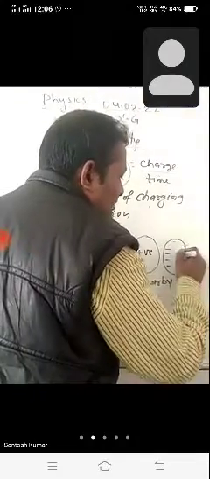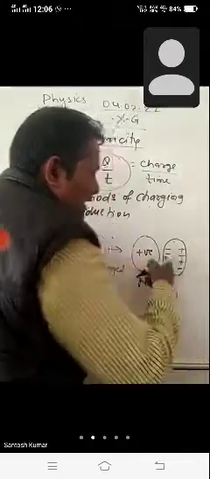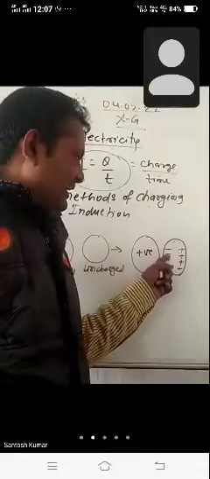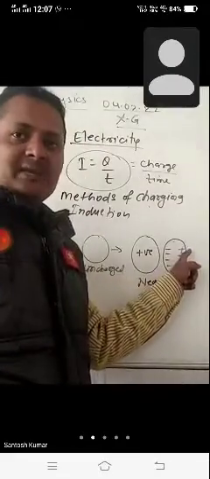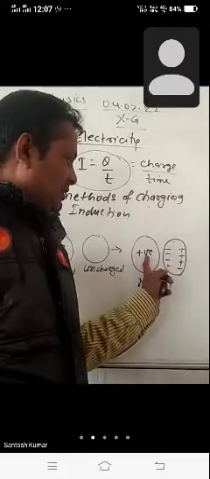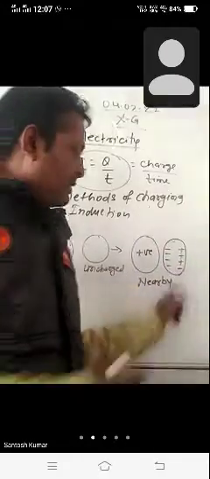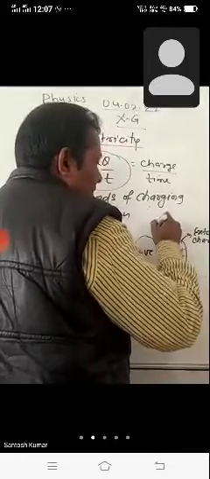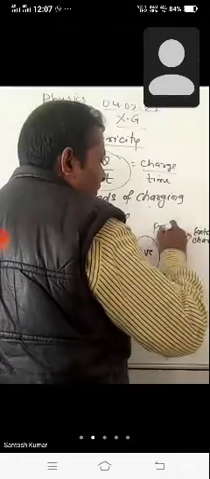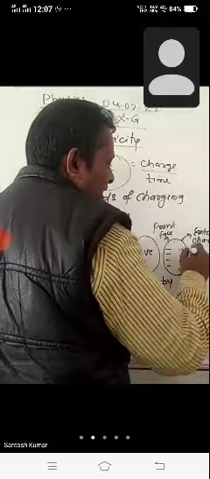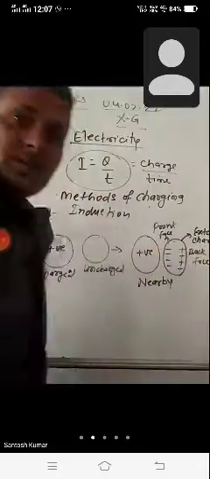Negative, on the front face, the opposite charge will be created, and on the back part, or behind, the same charge will be produced. So this is extra charge. This is the front face, and this is the back face. Just see. So what happens?